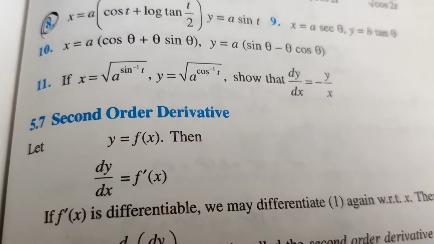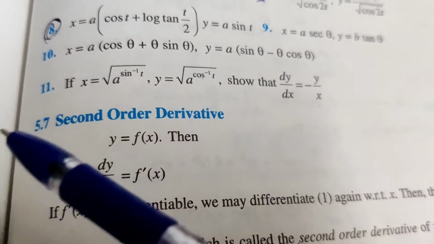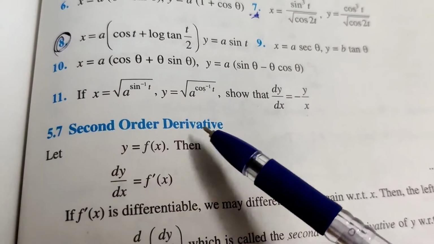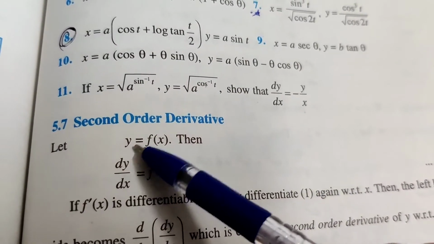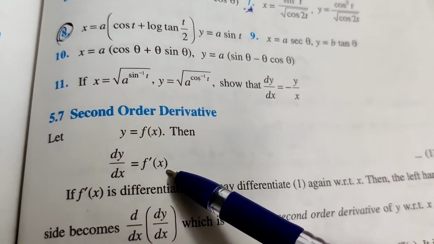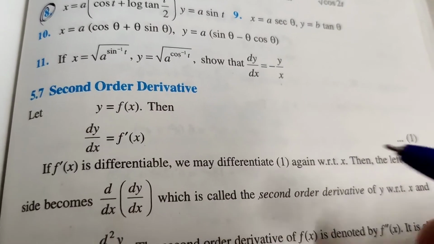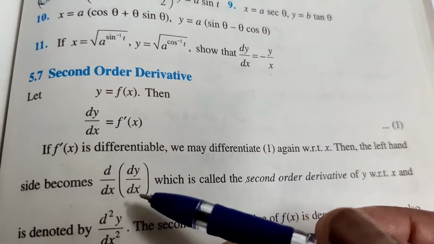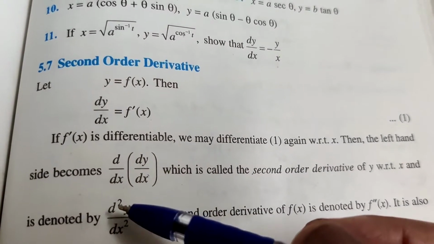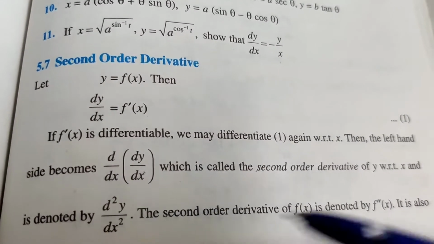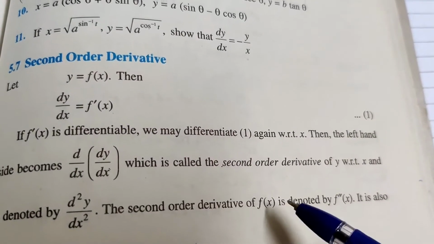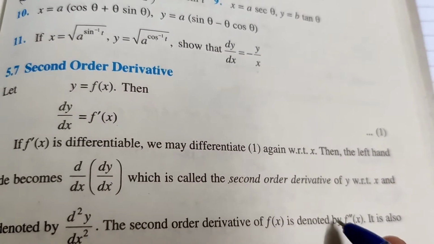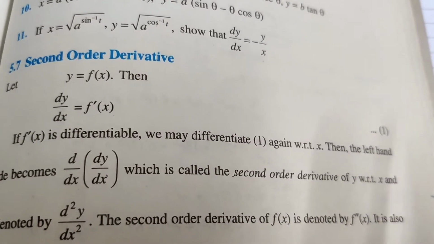Continuity and differentiability. Now exercise 5.7, second order derivative. The second order derivative means first we differentiate once, dy over dx, and again differentiate with respect to x, d over dx of dy over dx. It is denoted by d2y over dx square. The second order derivative we can also denote by f double dash x, or y2, or f2, etc.